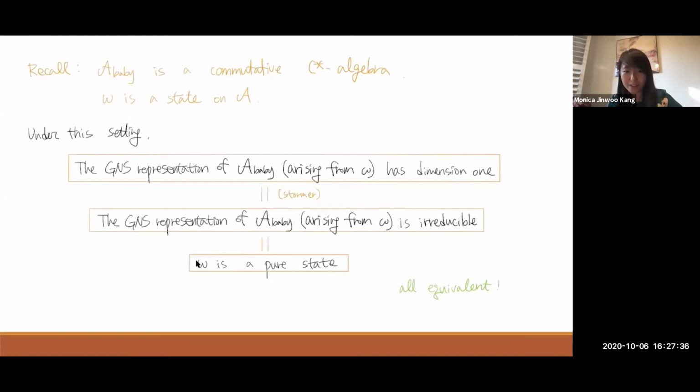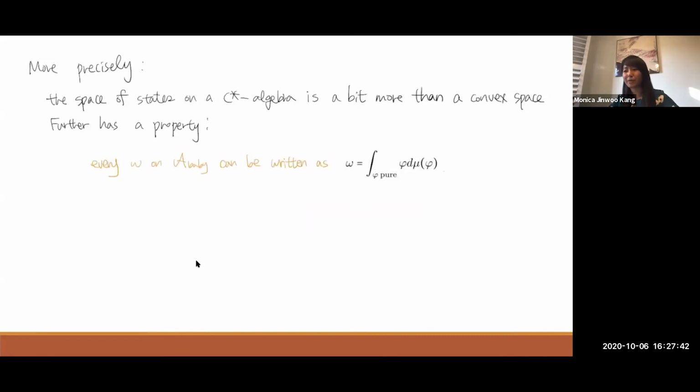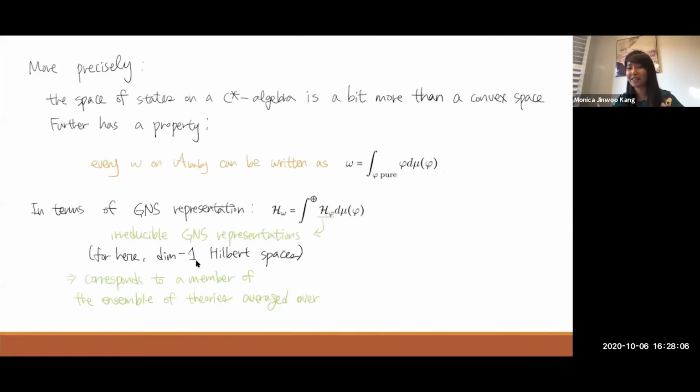Now, this goes back to understanding what it means to consider an ensemble. Let's explain more precisely what that really means. The space of states on a C-star algebra is a bit more than a convex space. In fact, it has the property that every state on this algebra can be written as a formal integral over the space of pure states for a certain measure on the space of pure states. In terms of the GNS representation, this translates into a direct integral decomposition of the GNS Hilbert spaces, written as this, and these will be irreducible GNS representations. Now, if you believe that what I said earlier, the equivalent statement, is indeed correct, these will all be dimension 1 Hilbert spaces.